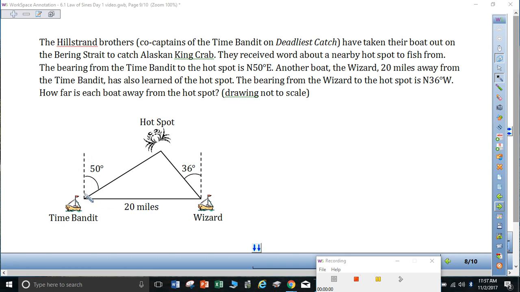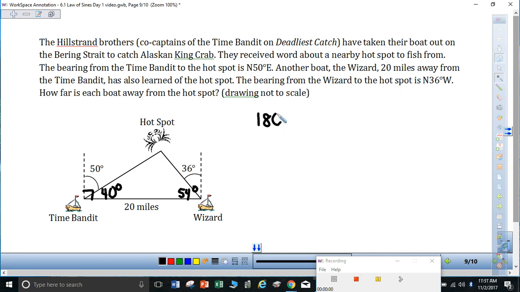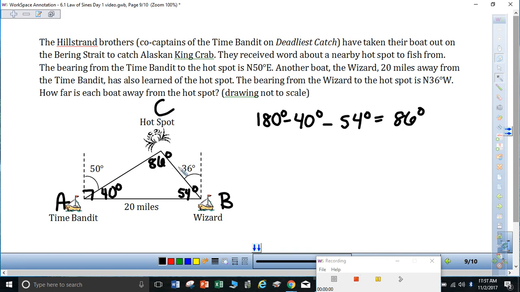This right here is a 90-degree angle. And so if we subtract 50 degrees, this first inside angle is 40. Over here, if we subtract 36 from 90, we get this inside angle to be 54. Okay, thinking about getting that third angle, if we subtract both of these from 180, we get that third angle measure to be 86 degrees. All right, let's go ahead and put in our labels. So angle A, angle B, angle C, side A, side B, and side C.